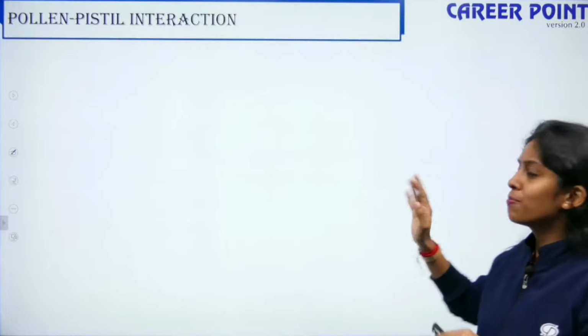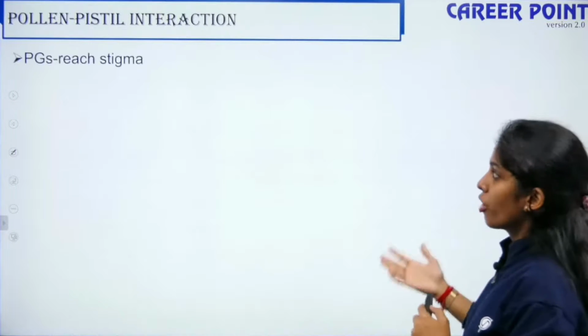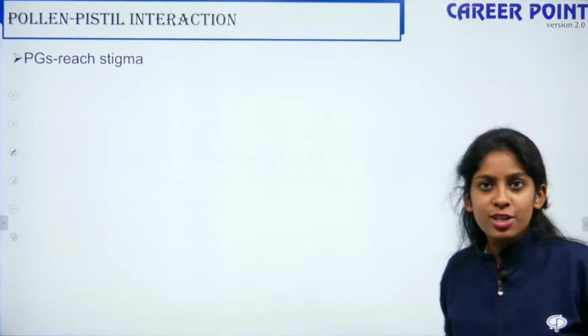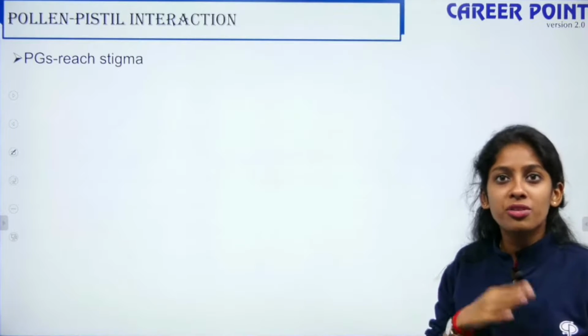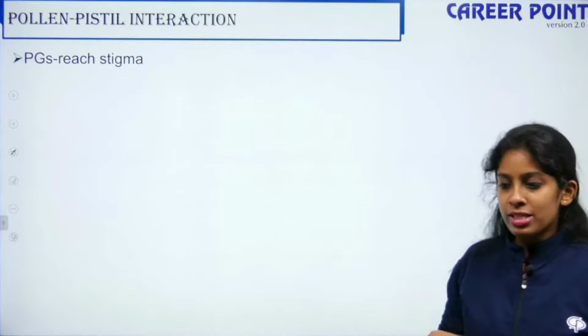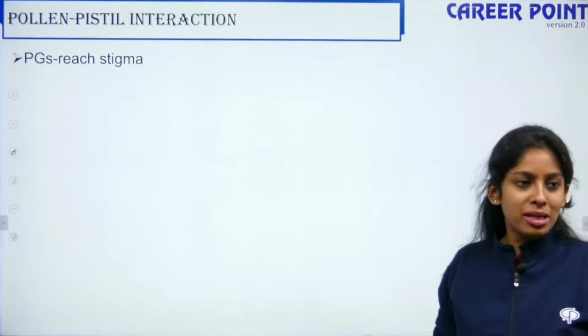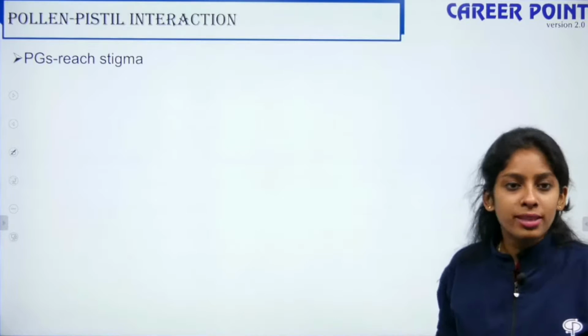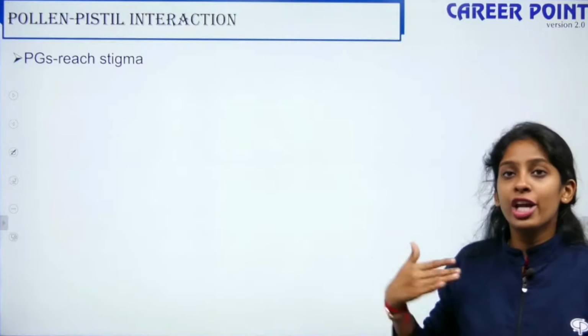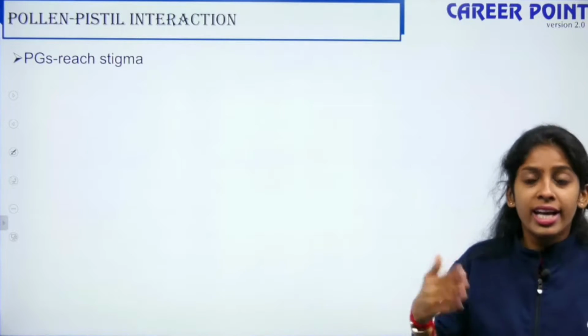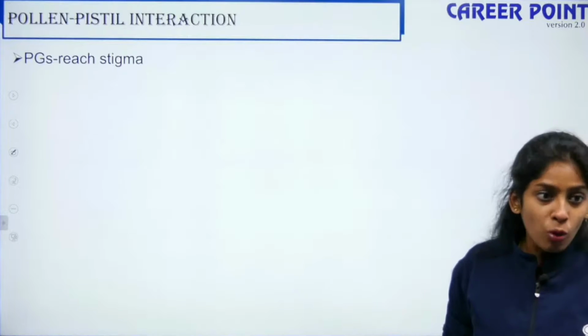So I will start with pollen-pistil interaction because I've already told you, the pollen grains reach the stigma. How does the stigma know if it's the right pollen or the wrong one? Suppose instead of a papaya pollen, a rose pollen lands. It will not happen that way, right? A papaya flower cannot accept a rose pollen. It has to be a papaya pollen only.